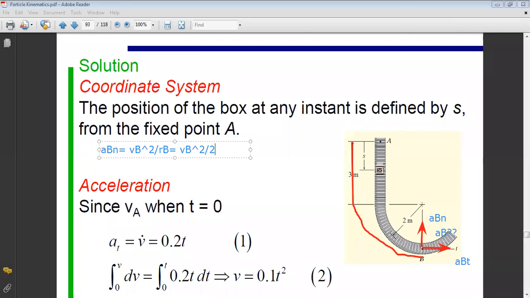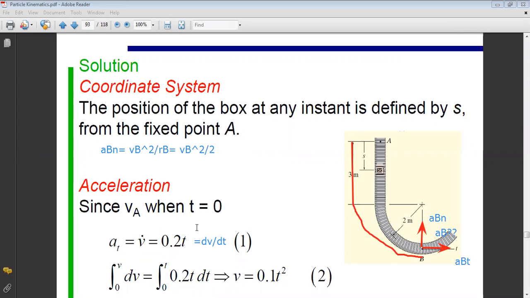Look, they gave me AT, okay? They gave me AT as a function of time. AT is 0.2t. And I know that I can relate AT to velocity because AT is dv by dt, okay? So since I have the tangential acceleration as a function of time, if I want to find my velocity, I can integrate.